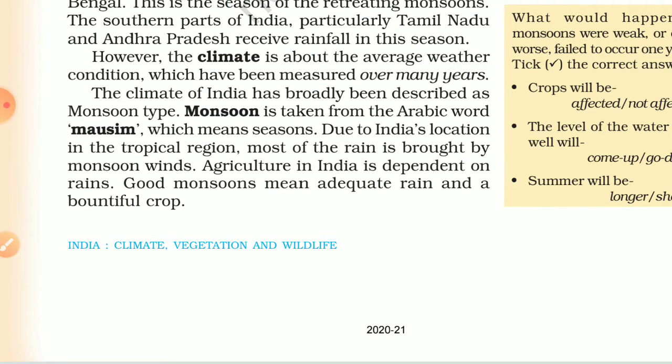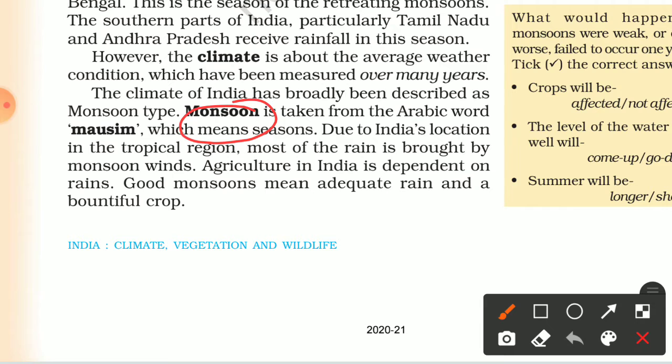The climate of India has broadly been described as monsoon type. Monsoon is taken from the Arabic word mausim. So basically, देखो, there's one word, monsoon, which is taken from the Arabic word mausim, okay, which means season. Due to India's location in the tropical region, most of the rain is brought by monsoon winds.